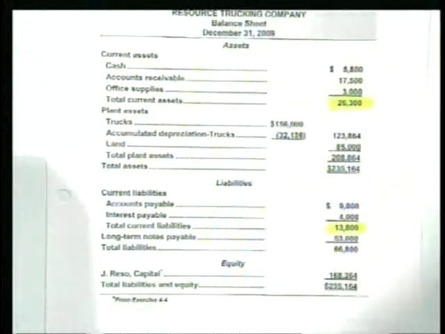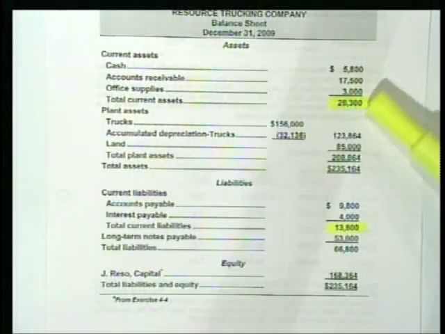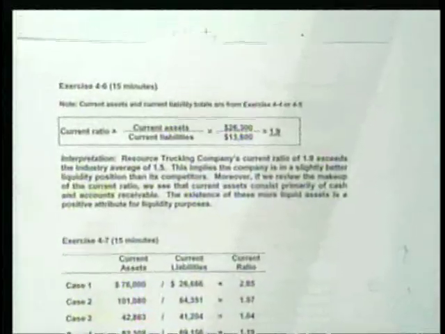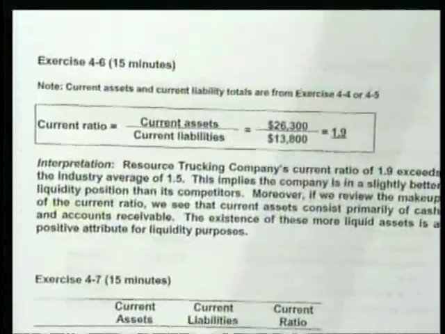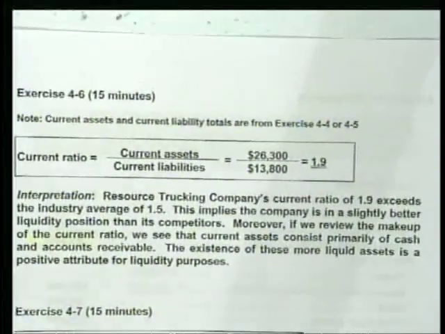Okay, I think the next question is exercise 4.6. It wants us to compute the current ratio, and it wants us to interpret that, assuming that the industry average is 1.5. So we take our current assets of 26.3 and our current liabilities of 13.8 and put them in the current ratio equation, and we get a current ratio of 1.9.